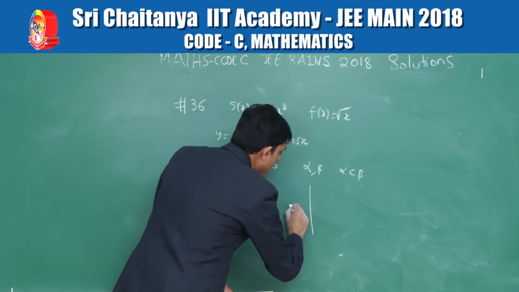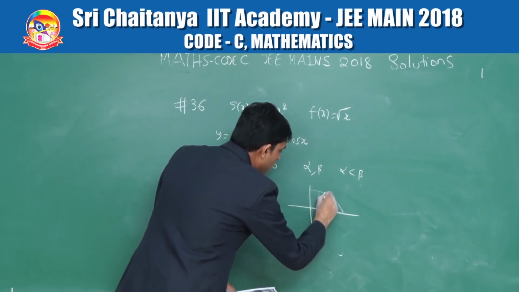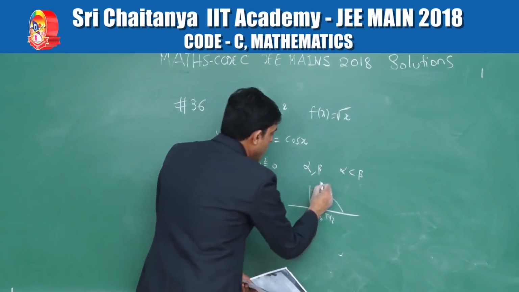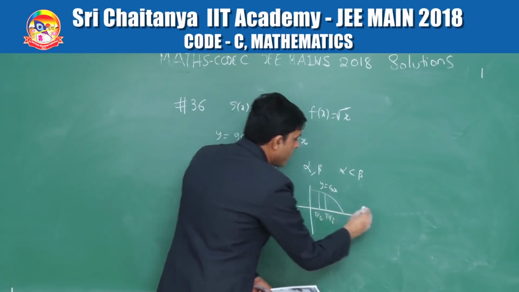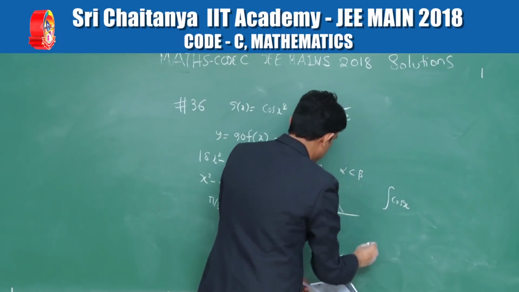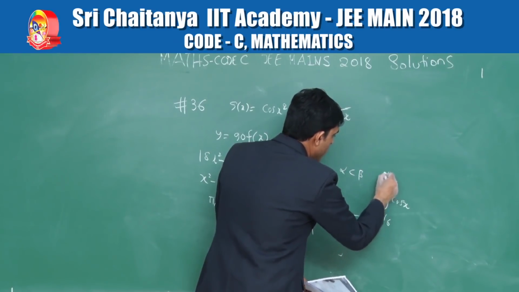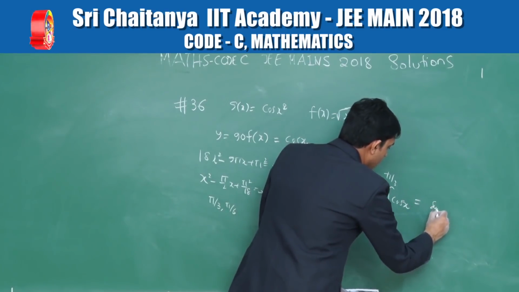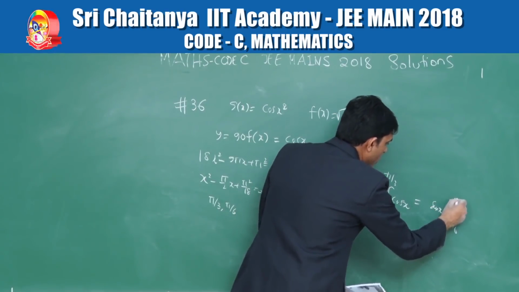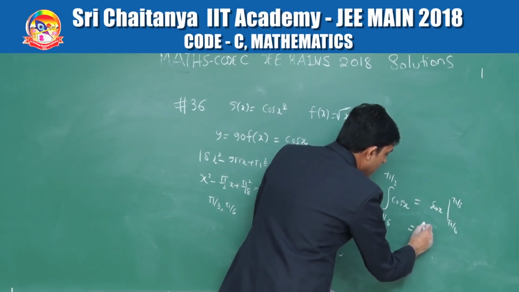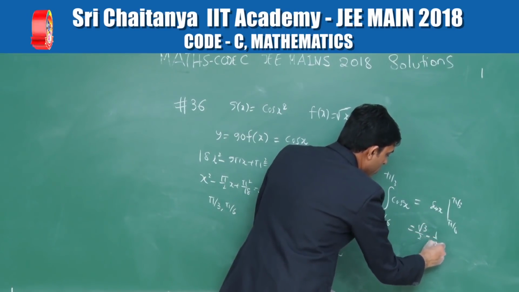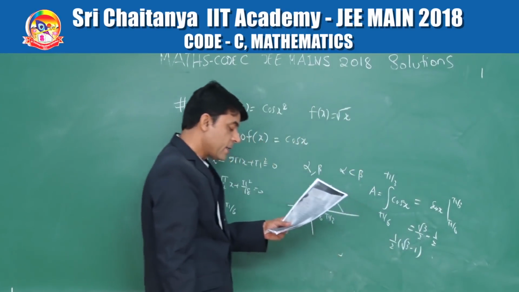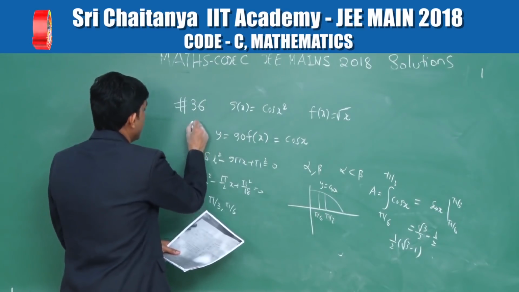So now your area happens to be between pi over 6 and pi over 3. That curve is y equal to cos x, and its integral of cos x from pi over 6 to pi over 3 is your area. That happens to be sine of x from pi over 6 to pi over 3, and that simplifies to root 3 over 2 minus 1 over 2. So that is 1 over 2 times root 3 minus 1. And so for 36, choice 4 is the correct choice.